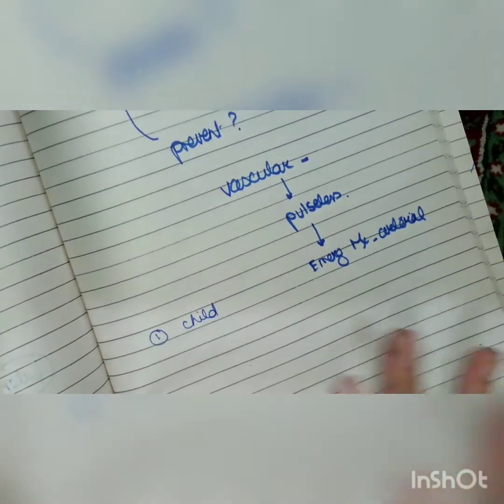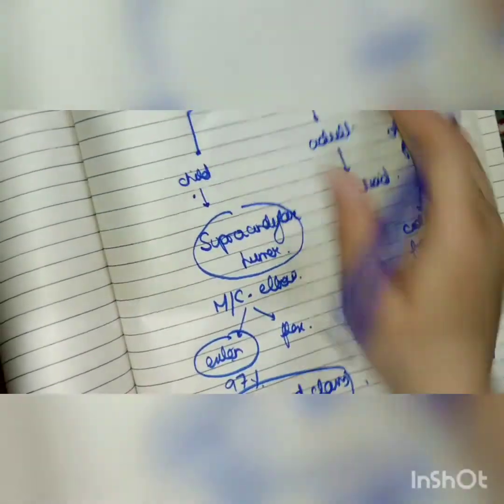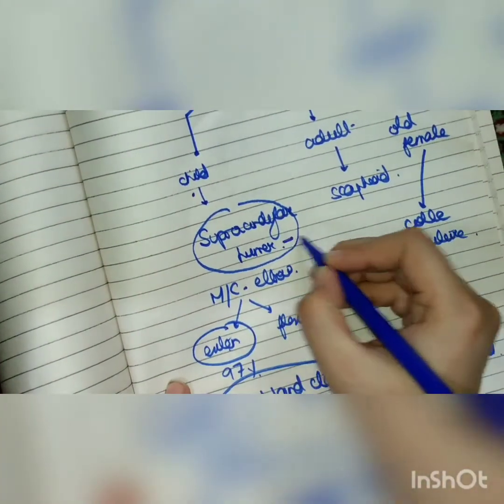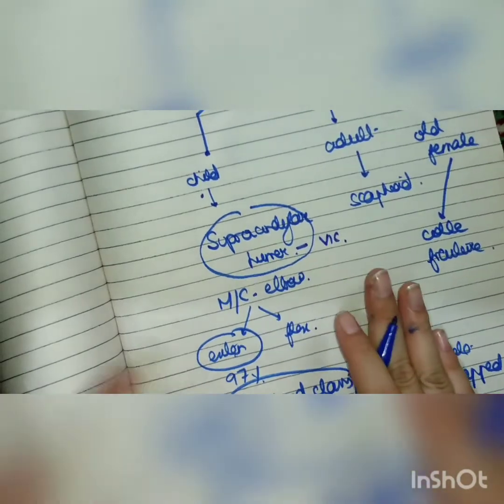So how are we going to find out the fracture and come up with an answer based on the age? So if a child falls on an outstretched hand, then it is most likely going to be a supracondylar fracture of the humerus, and a very important thing is Volkmann ischemic contracture, pulseless hand, brachial artery damage, and median nerve damage.